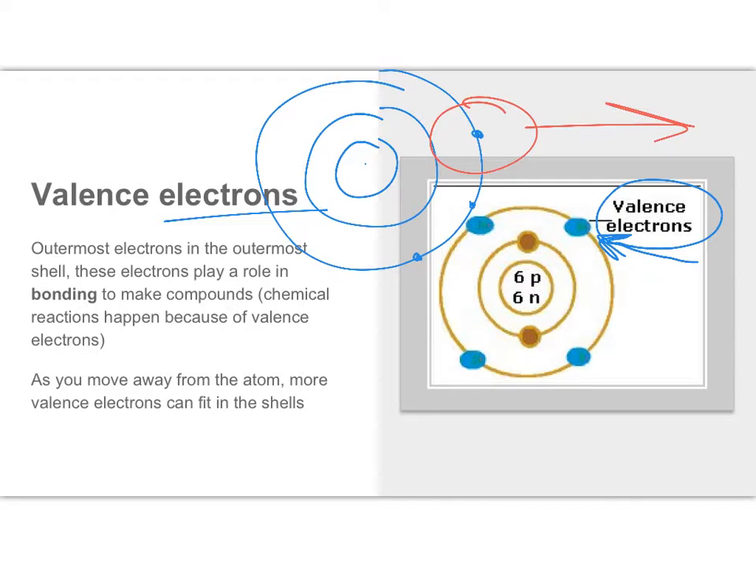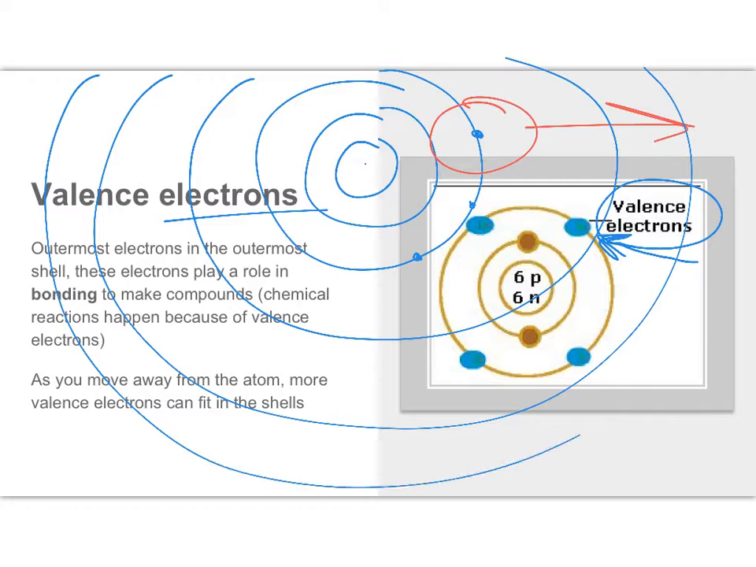And the farther you get from the atom, just like a classroom, the larger the classroom, the more people you can fit inside. Well, the farther out you go around the atom, the bigger those shells get, the more electrons can fit in them. So if you look at something like lead, it's number 82 on the periodic table, its symbol is Pb, it has tons and tons of valence electrons, which is why we can make lots of different compounds with it.